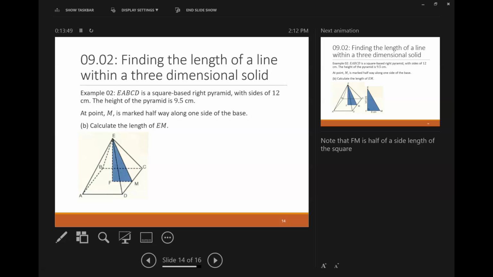Six. Great. Why is it 6? So the side lengths are 12. If F is the center of the square, then FM has got to be half of 12. Everybody agree with that?